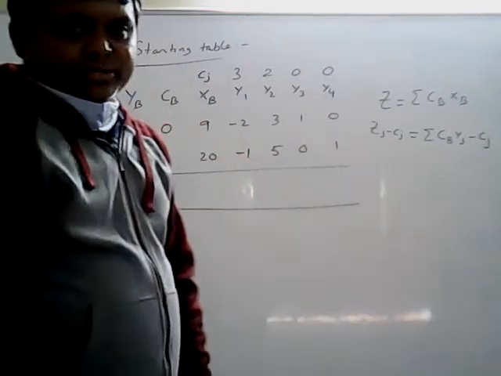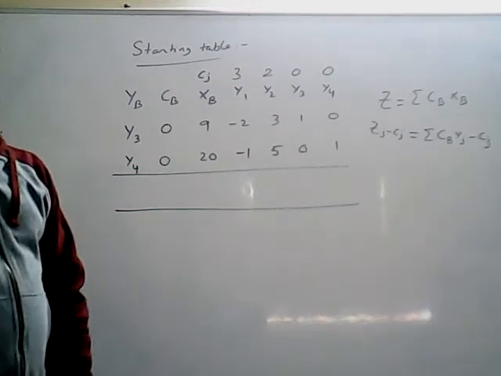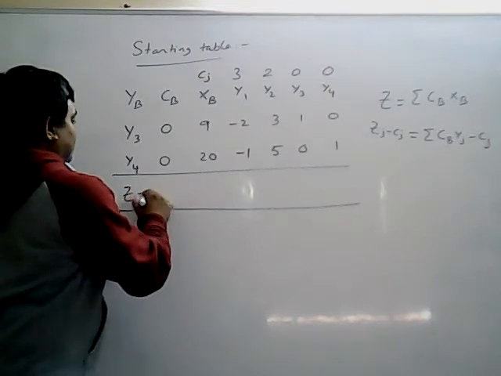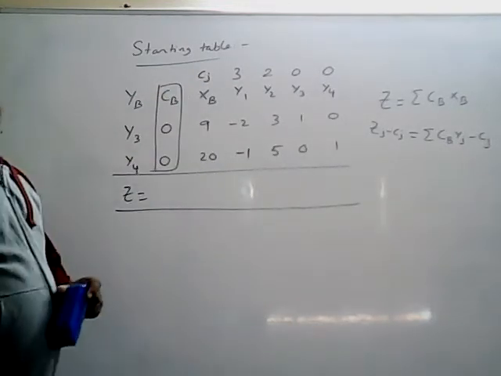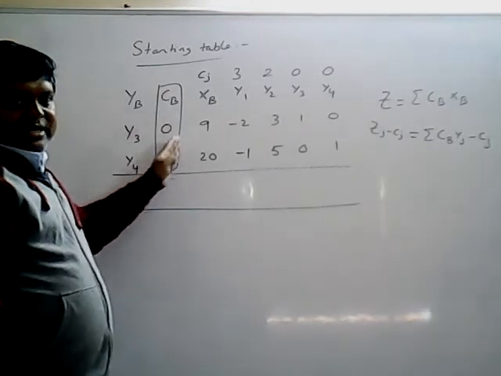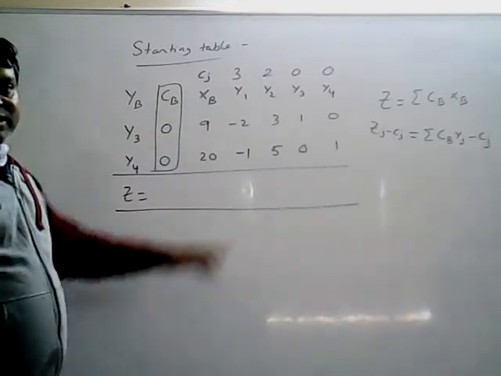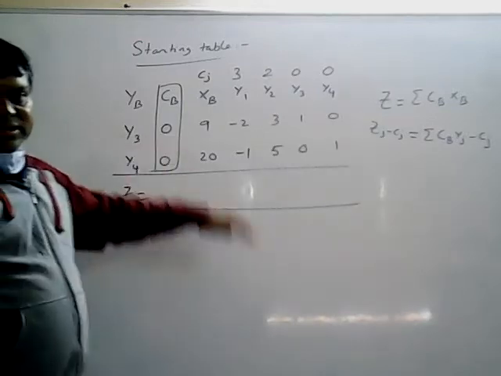I think we have already used the same concept in the first problem. The problem will be the same, only the numerical values will be different. So first I will calculate the z value. In both the formulas, what is fixed? Cb is fixed. So just mark it like this, so that you can identify it simply. Cb is the fixed column. In both formulas Cb is there, that's why I have marked it like this. Now use those formulas.